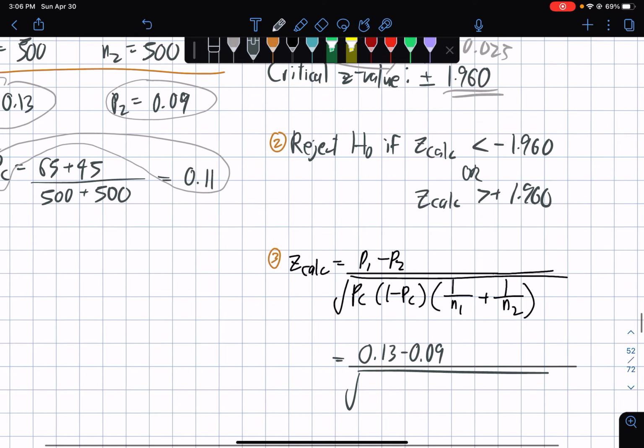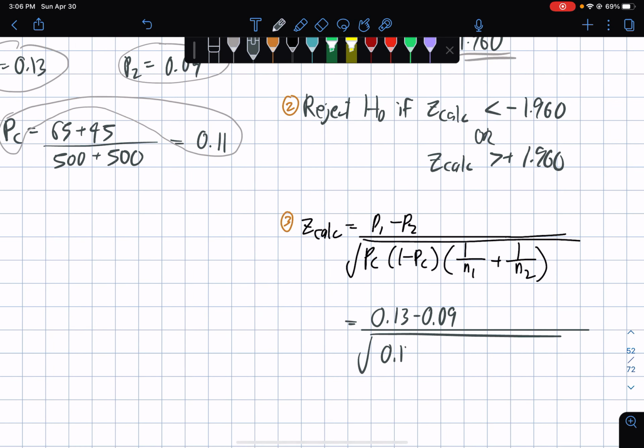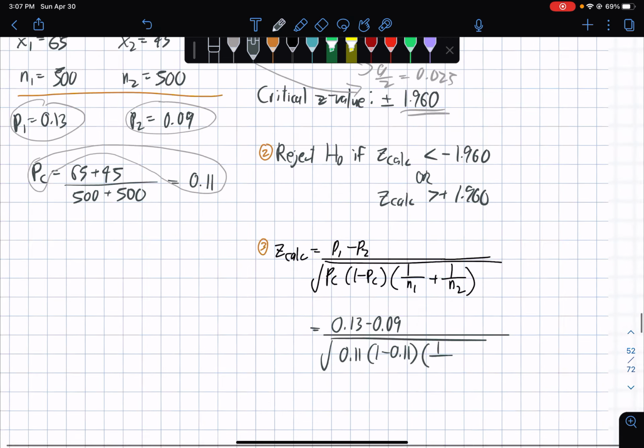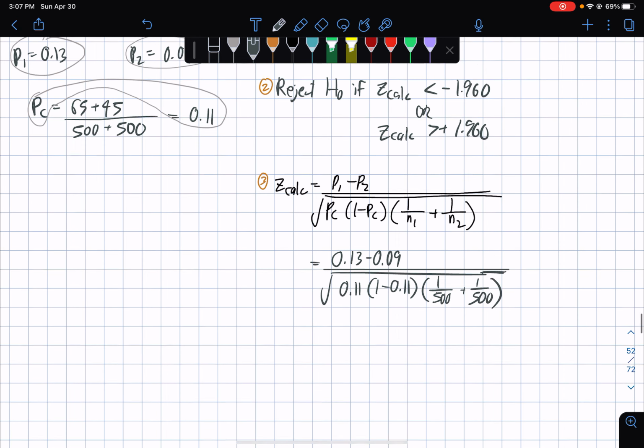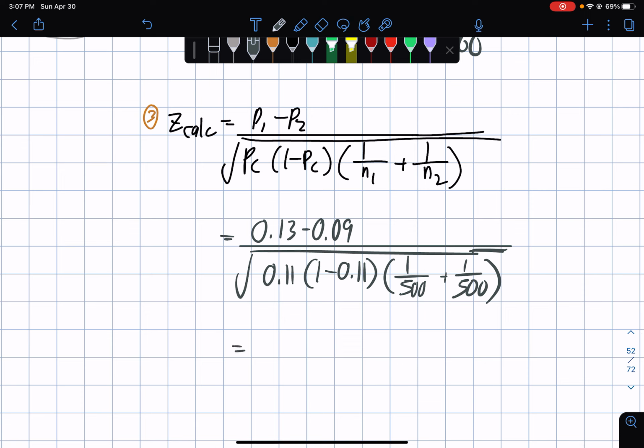over the square root of what's PC? PC is 0.11 times the quantity 1 minus 0.11 times the quantity 1 over n1. N1 is 500, and then plus 1 over n2. Still the same, 1 over 500. And then, okay, 0.13 minus 0.09 over the square root of 0.11 times the quantity 1 minus 0.11 times 1 over 500 plus 1 over 500. That is 2.021.